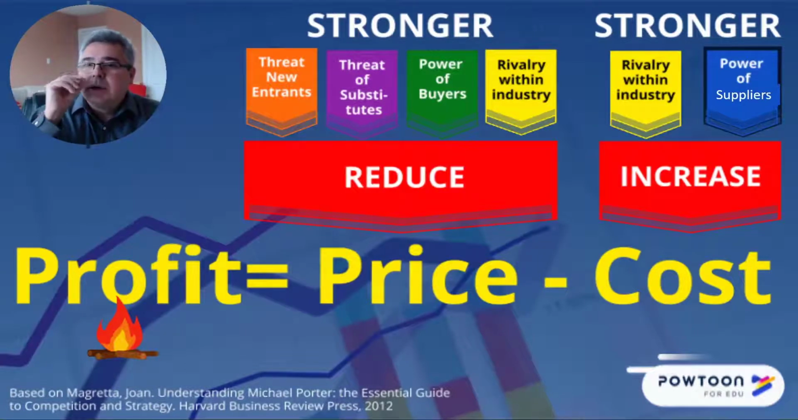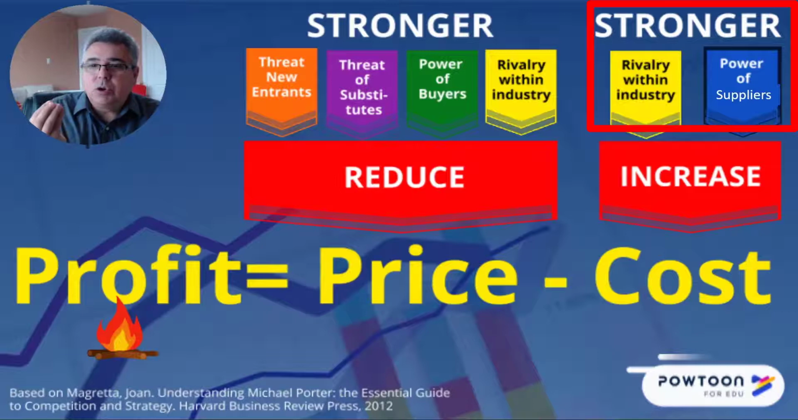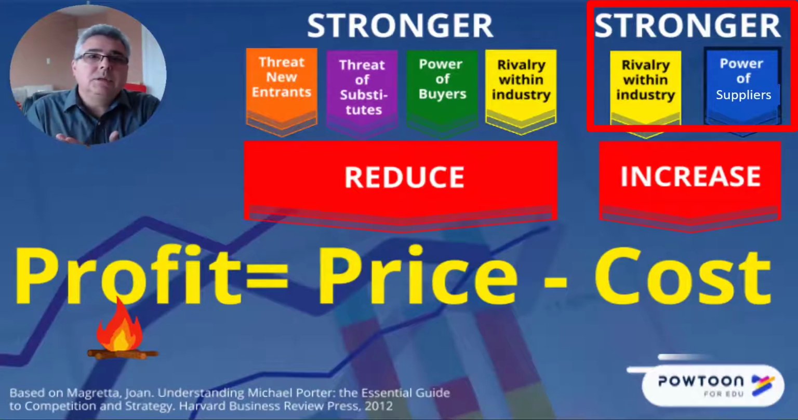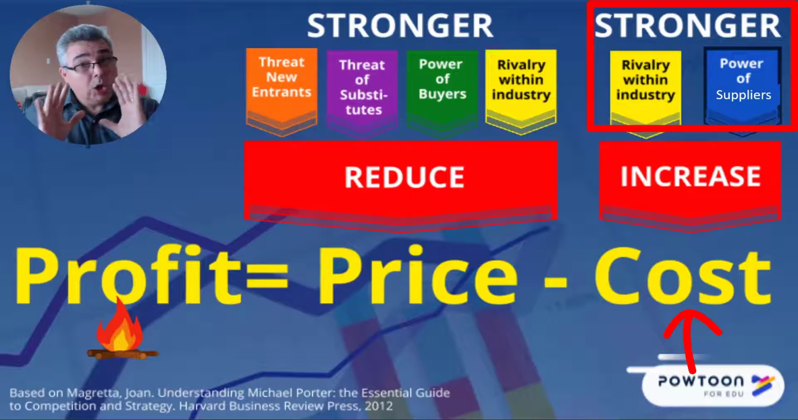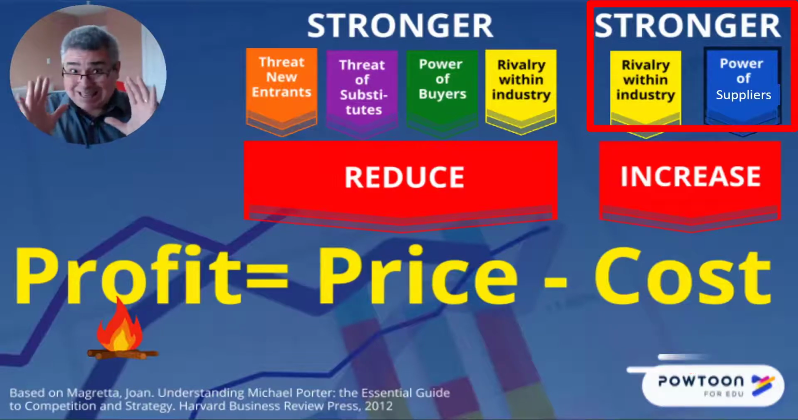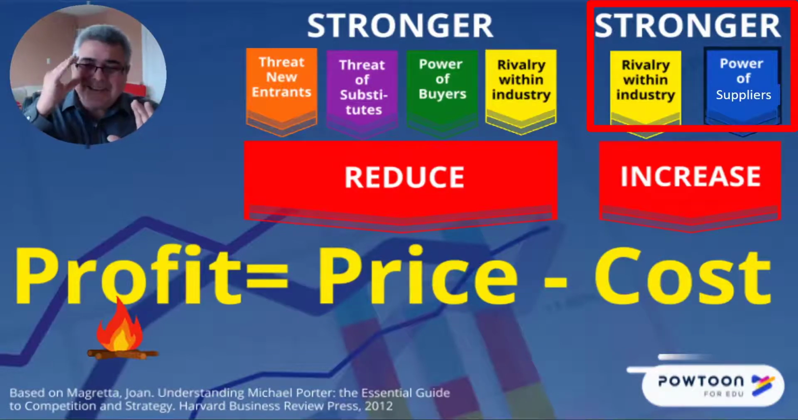If you think about power of suppliers, if the suppliers are strong, the suppliers can increase the price of the supplies, and therefore they increase the cost. If they increase the cost, of course, it reduces the profit. And again, every time that you have a configuration like this, don't make business in that industry. It's not a good idea, okay?